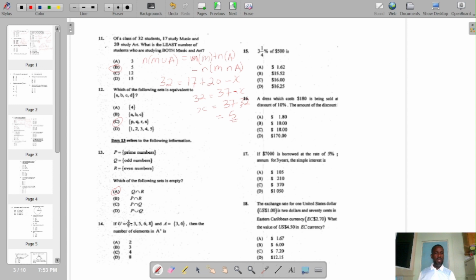Now moving on to number 15, it says 3.25% of 500 is. Okay, so therefore, what is 3.25%? It's 32.